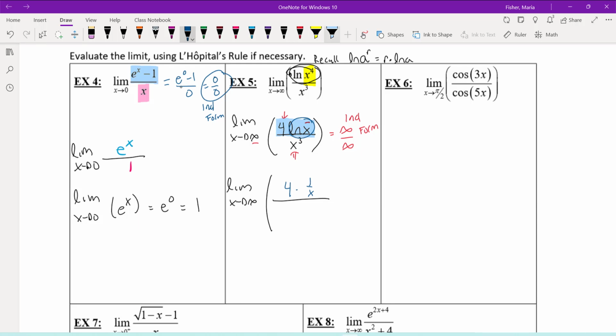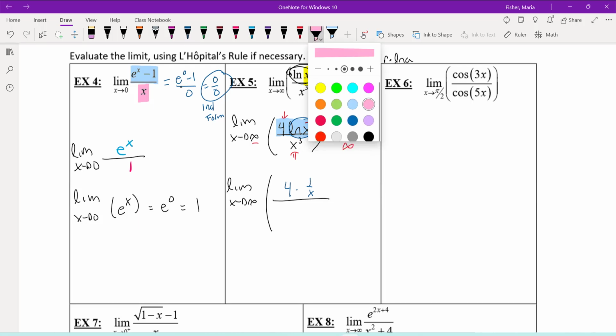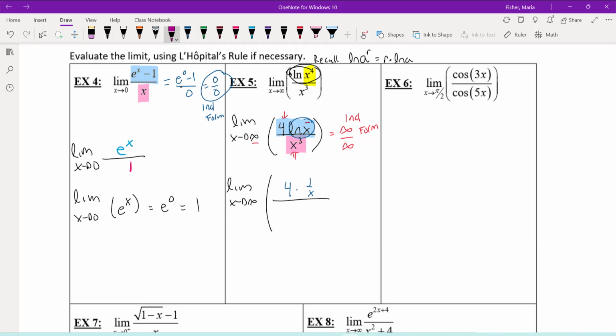And then the derivative of the denominator. Well, the derivative of x cubed is 3x squared. Now we take the limit again, but since this is a little messy, let's clean it up first and then take the limit. This is really the limit as x goes to infinity of 4 times 1 over x, which is 4 over x. And if we are dividing by 3x squared, we're really multiplying by the reciprocal, and the reciprocal is going to be 1 over 3x squared.